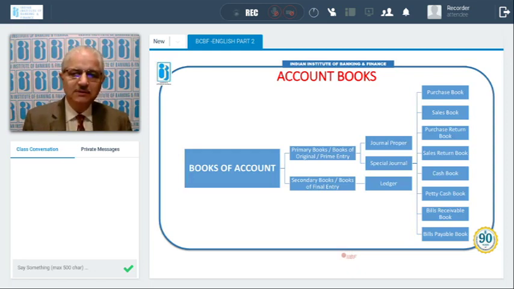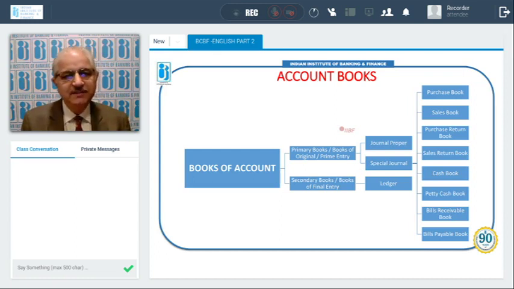Now, when we talk about books of account which are maintained by a business, these books are of two types. You'll find it here. We have primary books. We also call them books of original entry or books of prime entry. These books are further subdivided into journal, which is called journal proper, and special journal.